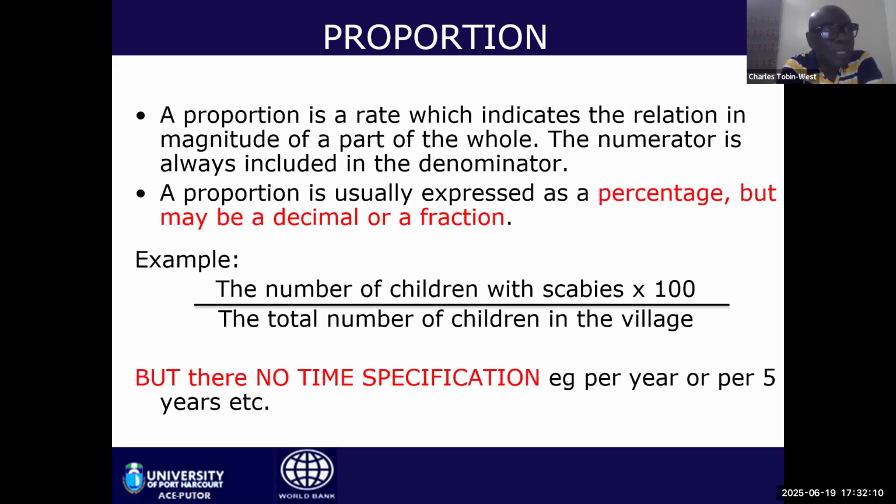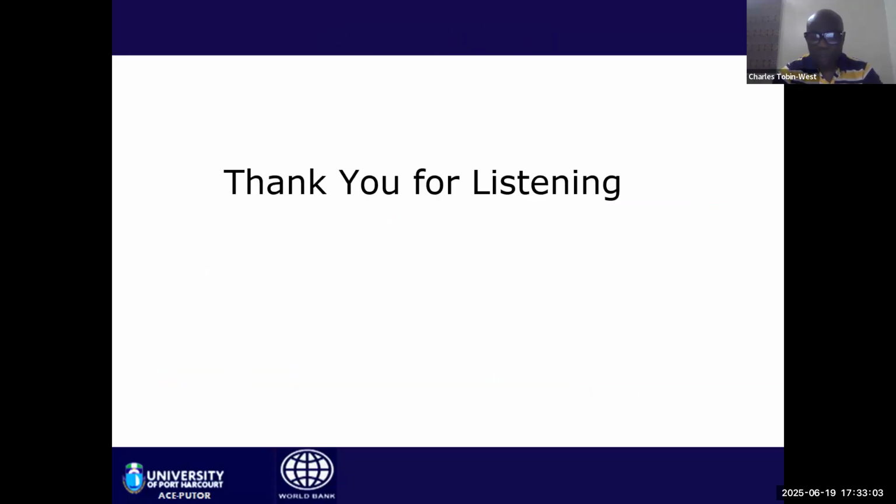If you remember a rate, I told you that you have the numerator, the denominator, a multiplier, and a time specification. But in a proportion, you have the numerator, which is also part of the denominator, like in rates. Now you have a multiplier, but there is no time specification. So you can have the proportion of children with scabies in a village. This is not per year. There is no per year in a proportion, unlike in a rate. So that time specification is not there. So that is the first one.